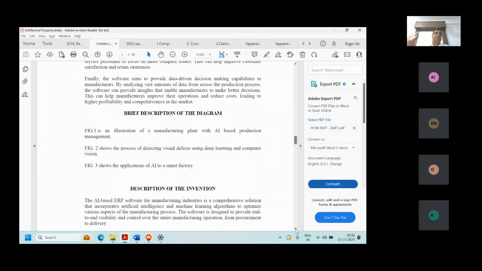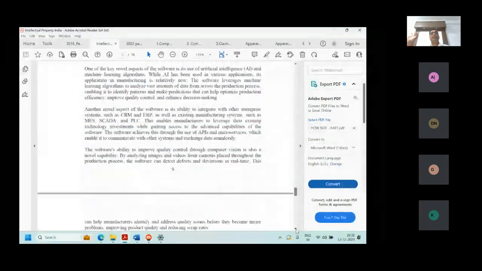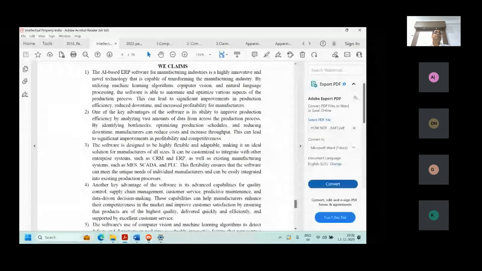So this diagram is also there. But nothing has been claimed. We claim the AI-based ERP software for manufacturing is a highly innovative and novel technology. Tell me, how many of you can understand the element from here? Is there any element? So, sir, itself, it is non-patentable thing because it is software. No. So the problem is, there is no invention, what will you patent?